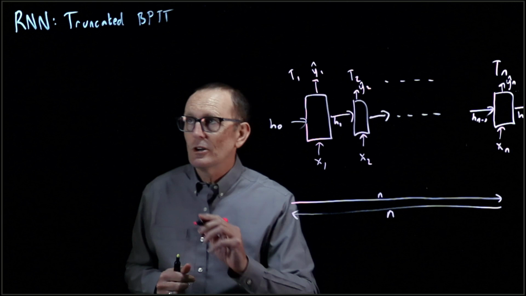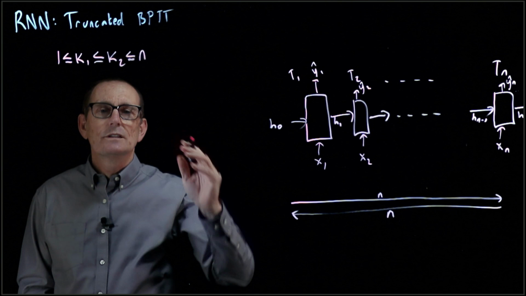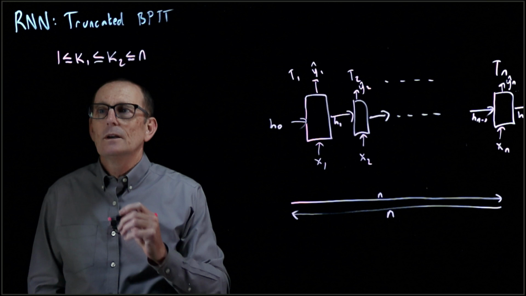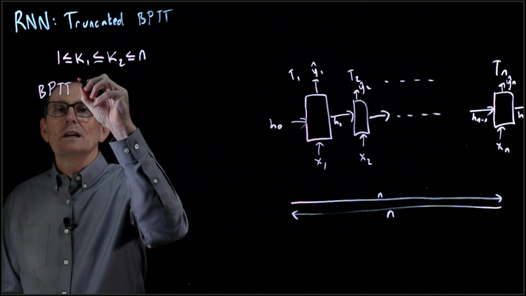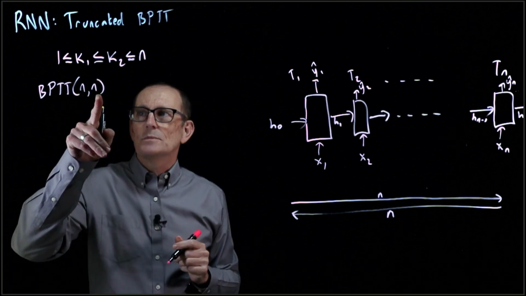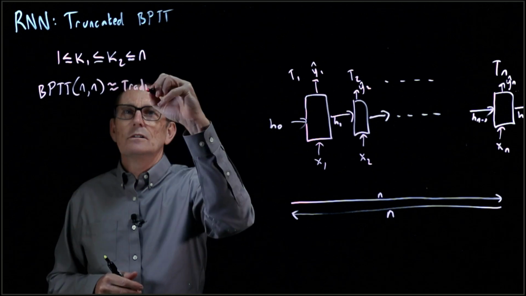Truncated backpropagation through time defines two constants, k1 and k2, and they're both between 1 and n, where n is our sequence length. So we have backpropagation through time of n comma n, which says this is the number of forward time steps and this is the number of backward time steps. If we go forward n time steps and backward n time steps, that is just equivalent to traditional backpropagation through time.